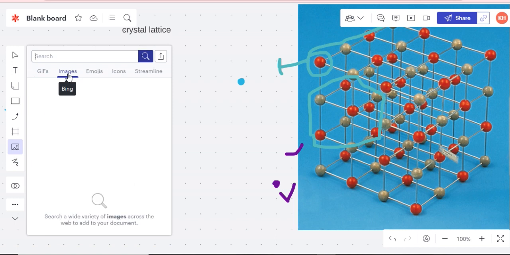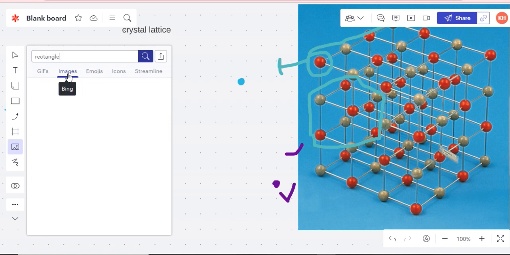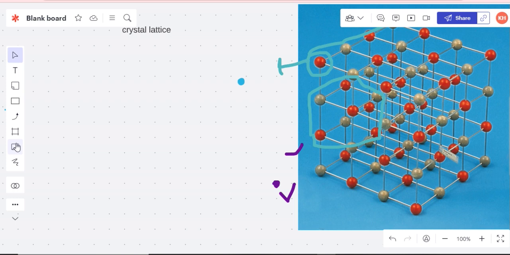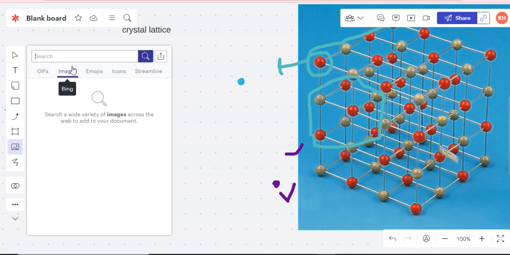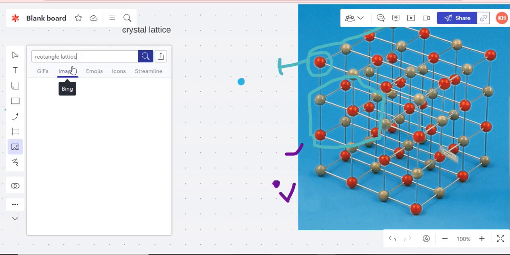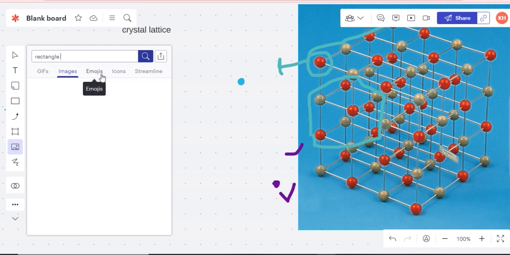rectangular crystal lattice. Let's take an example of a rectangular shape and we can explain with the help of that. Okay, so let's take an example of a rectangle, something like this. I can write a rectangular lattice, but I don't think it is available. Let's see it. It's not there. Let's take an example of only a rectangle.